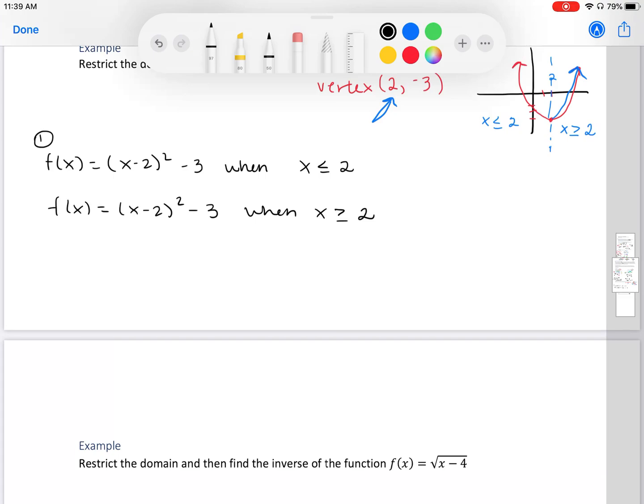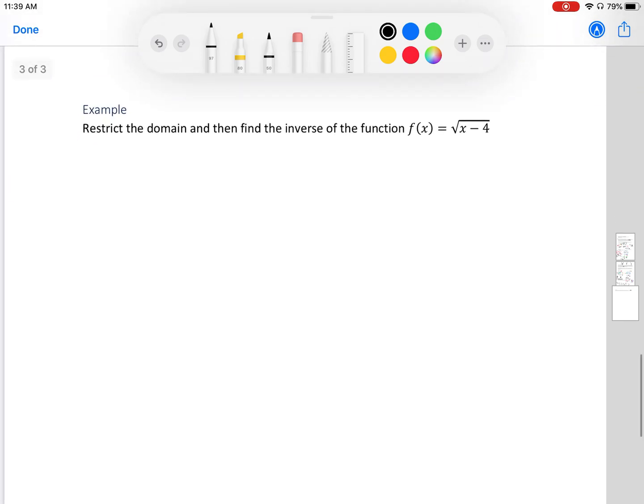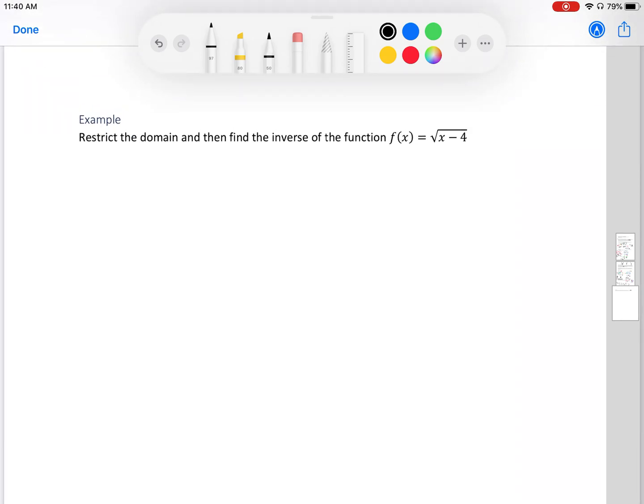So that we get our left part of our parabola, and so that we get our right part of our parabola. That's pretty cool stuff, right? One more. Restrict the domain and then find the inverse of the function.